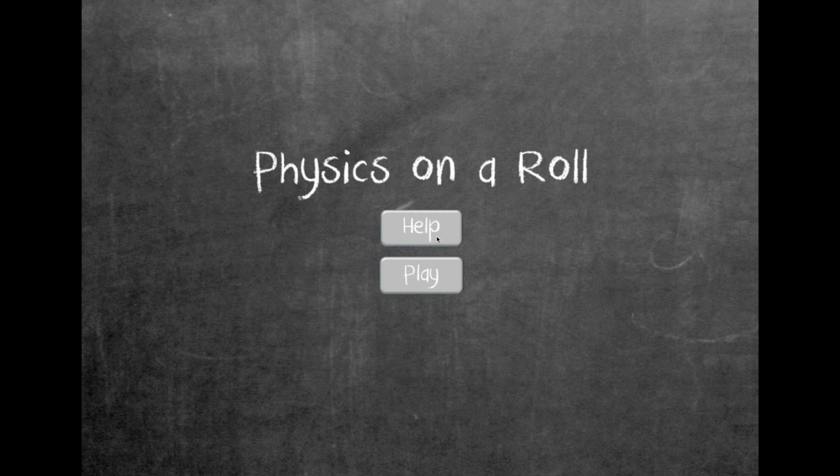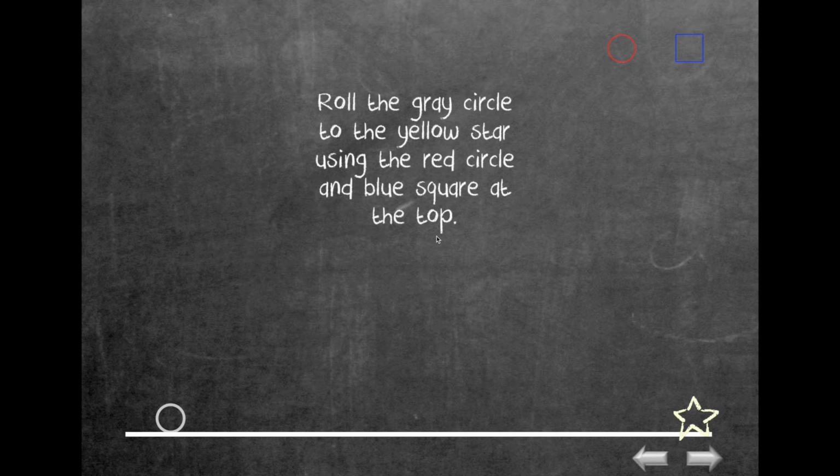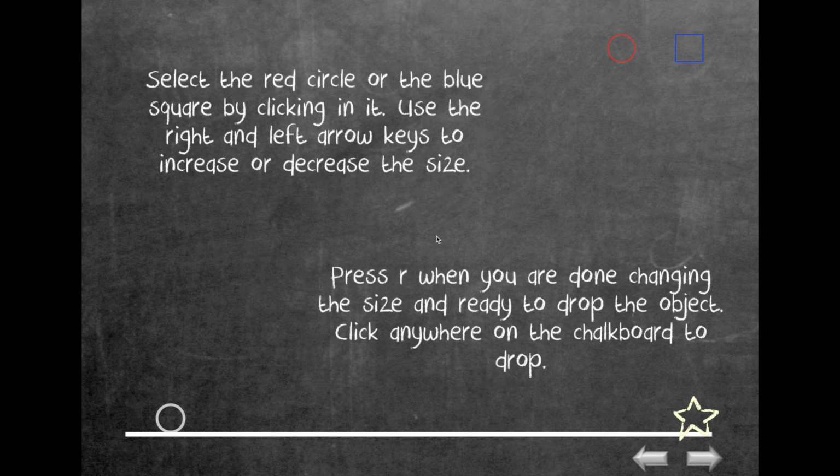Okay, so I'm going to take you to the help screen so we can see what the game is all about. The basic goal of the game is to roll the gray circle at the bottom, which we're going to call the mover, to the yellow star at the end, using the red circle and the blue square at the top. You do that by dropping the red circle and the blue square on top of the mover, and the impact of the collision is what moves the mover forward.